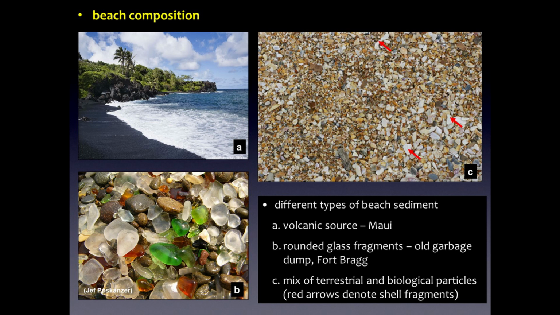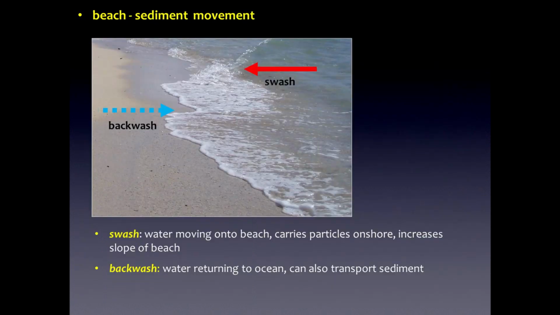Not every beach on the planet is made up of exactly the same type of sand or material. We've already talked a little bit about this when we talked about sediment transport along coastlines, and this is how sediment moves on the beach. It moves as swash, that's water moving up onto the beach. That swash will pick up particles, it will carry sand particles onto the shore.